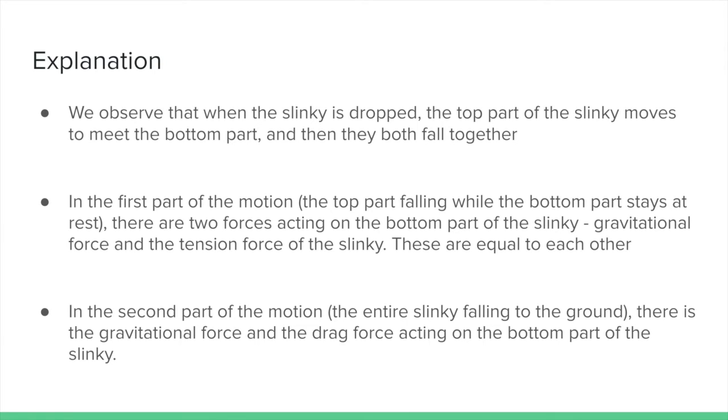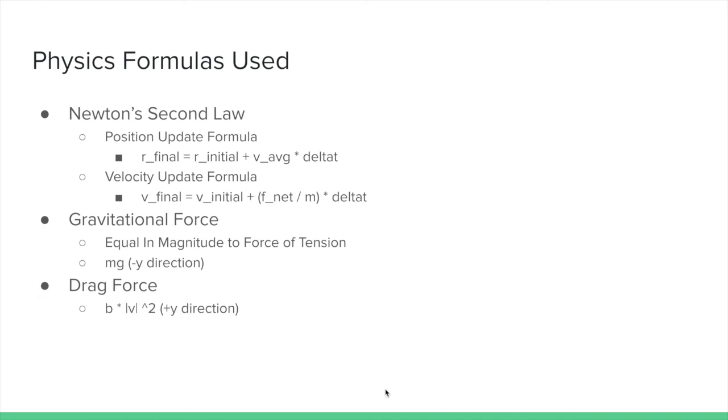In the second part of the motion, the entire slinky falls to the ground, and there is the gravitational force acting on it and the drag force acting on the bottom part of the slinky. These are the physics formulas I used. So first is Newton's second law with its position update formula and velocity update formula, and also the formula for gravitational force, which is mass times the gravitational constant. This is equal in magnitude to the force of tension observed in the first part of the motion. And third, we have the drag force in the second part of the motion, which is the proportionality constant times the square of the magnitude of the velocity.